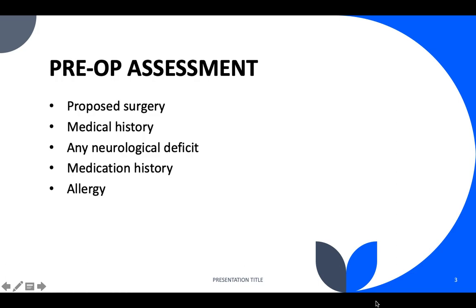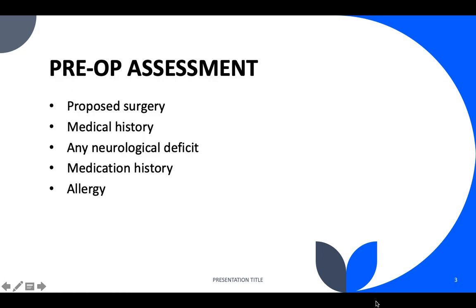So the first part is pre-op assessment. We should know what the proposed surgery is. Suppose the patient has a humerus fracture. There are many surgeries. If the fracture is in the shaft, then the patient may require lateral position, and they may do plating. If it is nailing, then again it can be done in beach chair position. If it is shoulder surgery, again it is in beach chair position. We don't require lateral position. If it is a supracondylar fracture, then the patient requires lateral position. So we have to know what the surgery is.